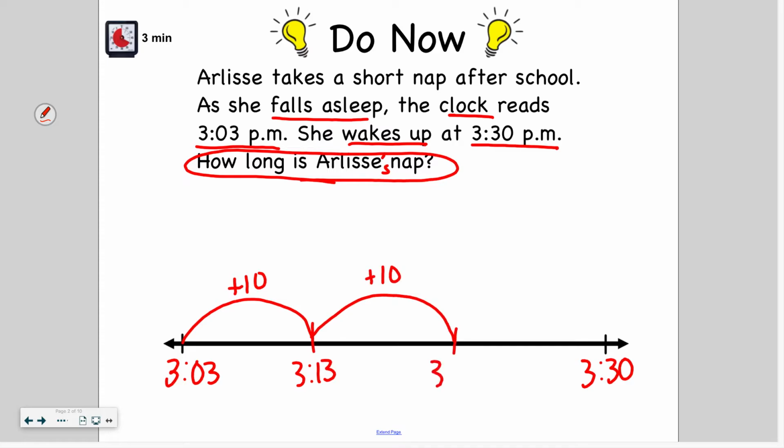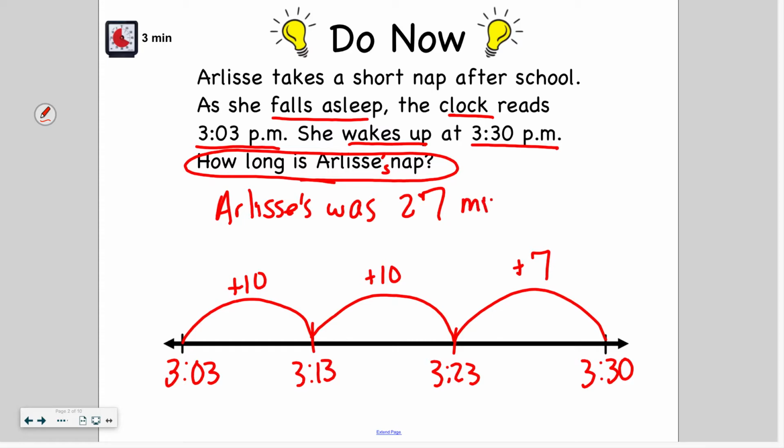And it is now 3:23. I can't add another 10 minutes because that will take me to 3:33. So 24, 25, 26, 27, 28, 29, 30. That's 7 more minutes. So I can add 7 minutes to get to 3:30. So I counted up to be sure, from 23 to 30. And I see that Arlise's nap was 27 minutes long. I know this because 10 plus 10 plus 7 is 27. So she napped for 27 minutes.